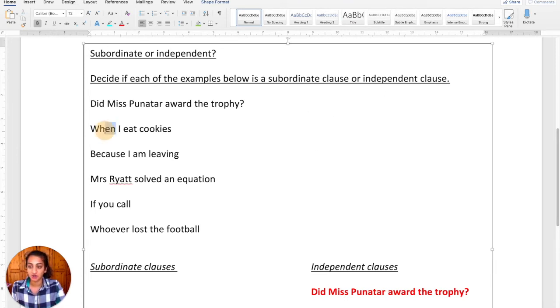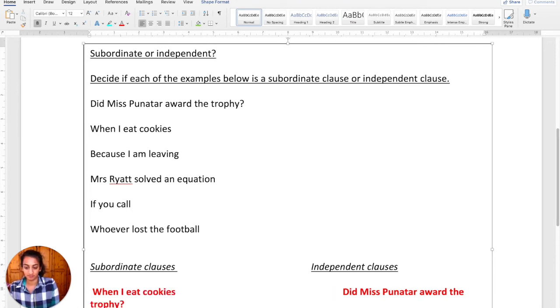Another clue is that it's got a conjunction at the beginning of the clause. When I eat cookies. That's the subordinating conjunction that makes it into a subordinate clause. Therefore, I'm going to put it down here. There we go. So as you can see, I'm making my list of the different clauses down here.